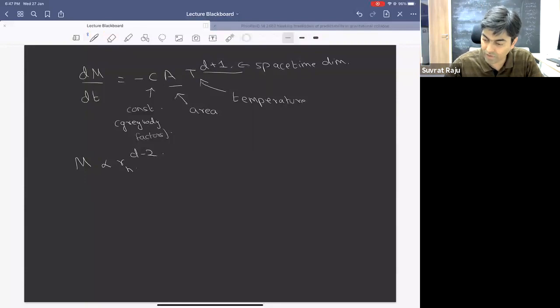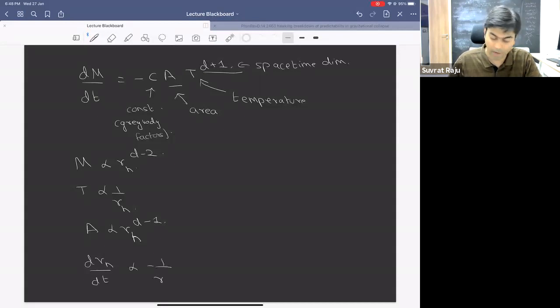So the mass is just some power of the horizon radius. The temperature is the surface gravity, but you can work out that the temperature is just 1 over the horizon radius, up to some constants which you can work out. And the area, just by dimensional analysis, is R_H to the power d minus 1, right? And if you just put these proportionalities into the equation we have on top, you will find that the rate of change of the horizon radius is just minus 1 over R_H to the power d minus 1. The way that comes about is, you have an R_H to the d minus 2 on the left, you have an R_H to the d minus 1 on the right, and then you have a 1 over R_H to the d plus 1 that comes from the temperature. And then there are various constants, but we don't care about the constants. In the assignment, you are asked to work out these constants more carefully. But the rate of change of the horizon radius is just proportional to 1 over R_H.